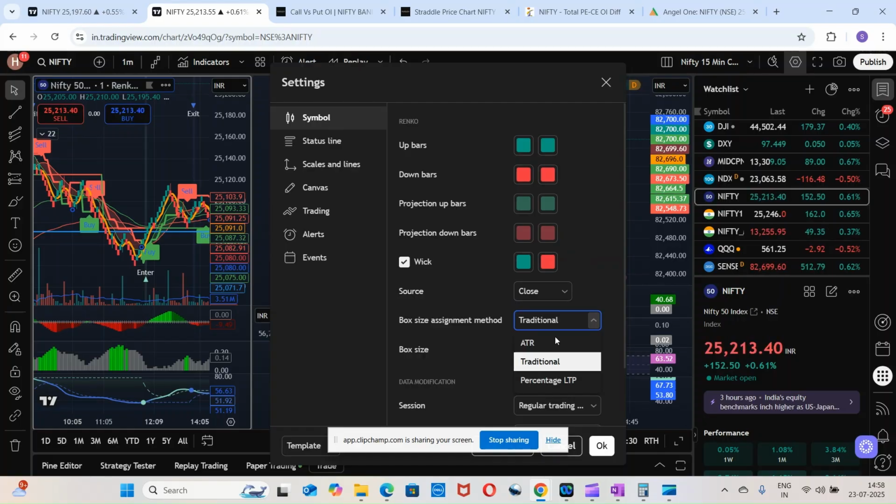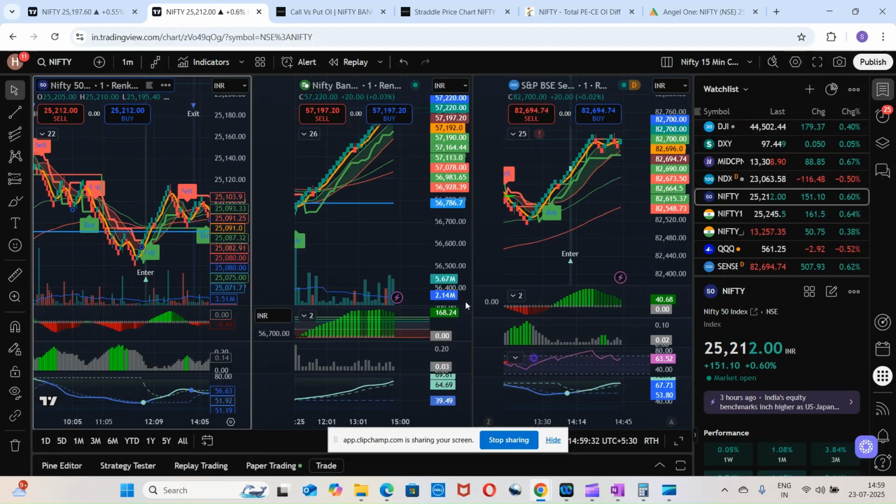One is ATR. Average true range could be used for the box size. Then it automatically selects the average true range and prints the bricks. You can select traditional or percentage LTP. Percentage LTP is last traded price percentage; you could put 1% or 2% of it as the brick size. With traditional, you put a number, for example 5 as the box size. Like that you need to put the box sizes.